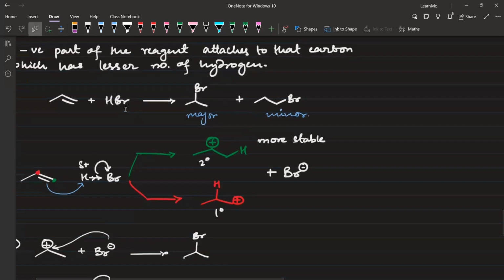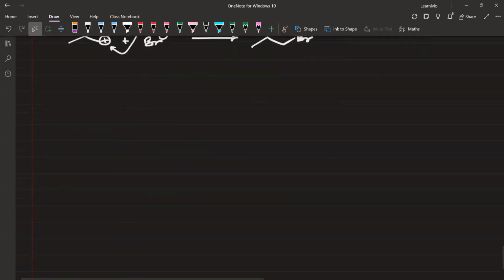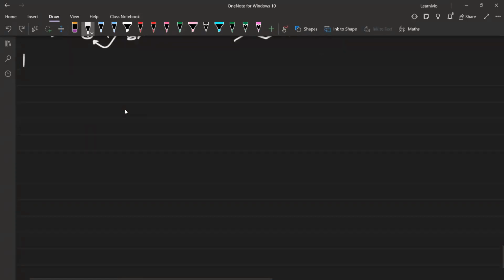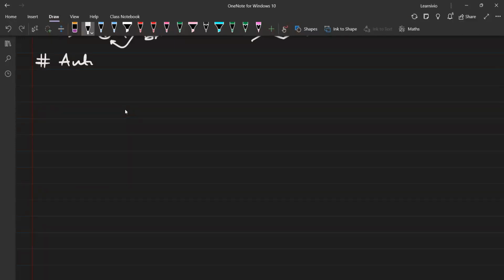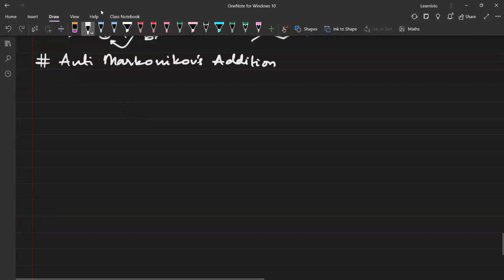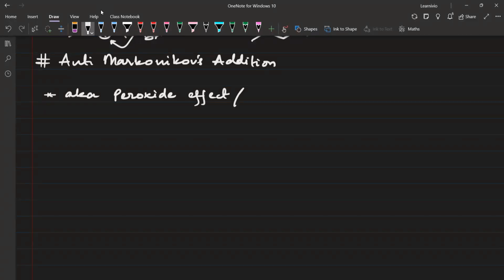Now, similarly, ना अभी इसी में हम लोग एंटी मार्कोनिकॉस रूल लिख लेते हैं, and after the anti Markovnikov rule, we will do some questions. Right, next, anti Markovnikov's addition. ठीक है ना। सबसे पहली चीज, इसके कुछ और नाम दिए हैं, AKA peroxide effect और खराश इफेक्ट। Kharash is the name of the scientist.